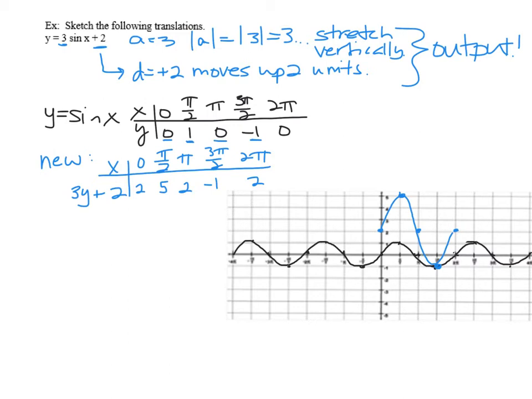Now let's continue the path from edge to edge. Pause the video, do that, press play, and we'll go to the next example. When you're done, hopefully your graph looks something like this one.